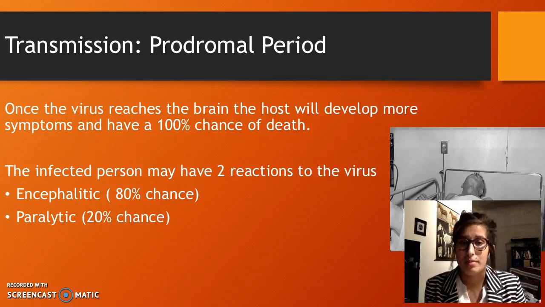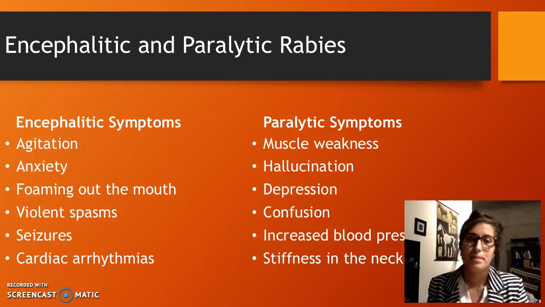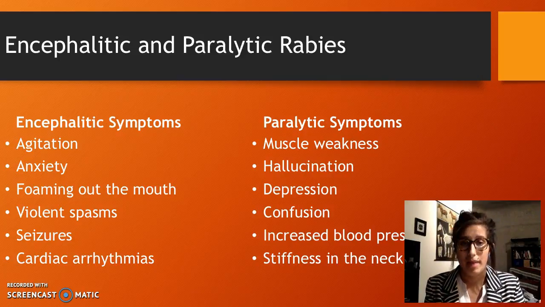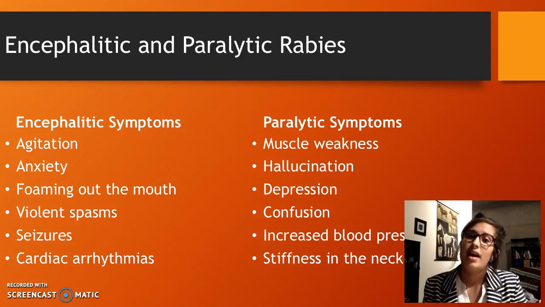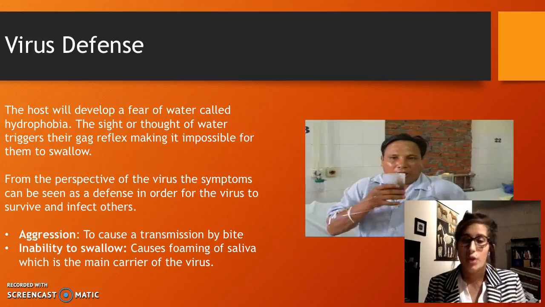The infected person may have 2 different reactions to the virus, encephalitic and paralytic. Encephalitic symptoms are agitation, anxiety, foaming at the mouth, violent spasms, and seizures. The paralytic form, also known as the dumb form of rabies, brings muscle weakness, depression, confusion, increased blood pressure, and stiffness of the neck. The host usually develops a fear of water, also known as hydrophobia.